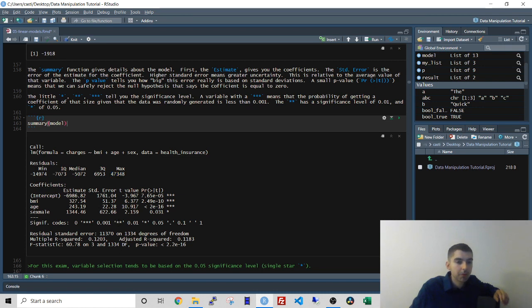This also gives you the R squared estimate. R squared is a way of measuring the performance. When R squared is close to 1, it means that the model is accurate. When R squared is very small, it means the model has a lot of noise. It's not very accurate. This model's R squared is only 0.12, which is very low.